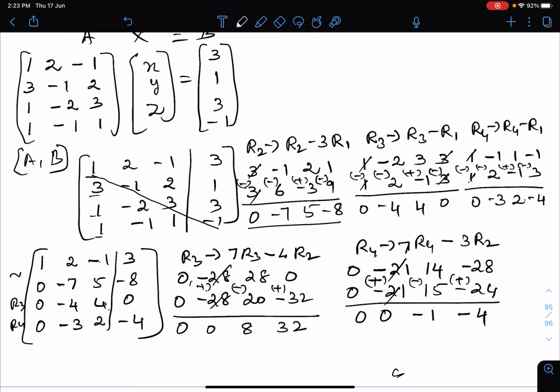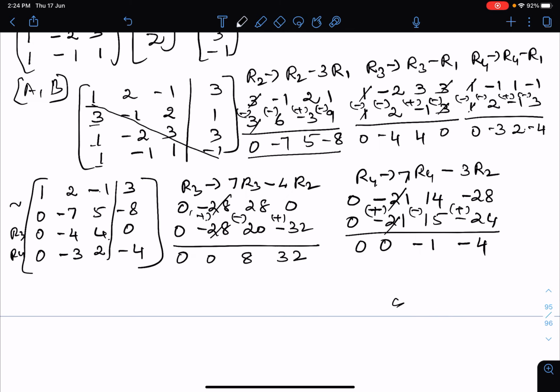So 3 into R2 and 7 into R4, 7 2s are 14. So it is minus 1 and minus 4. Are we getting it as 0? 7 3s are 21, 7 2s are 14. What about R2? R2 is 7, 5, minus 8, isn't it? It's correct. So you are going to rewrite this.